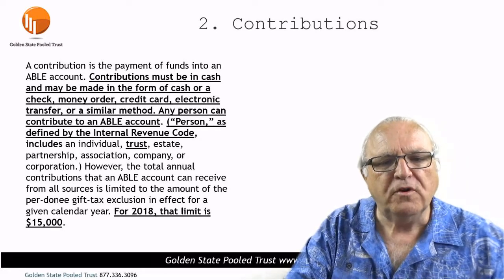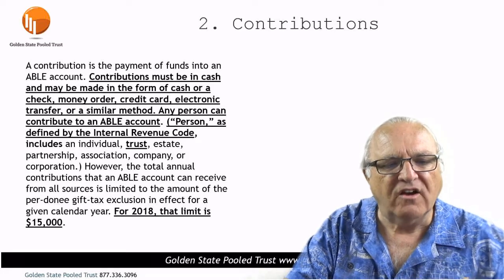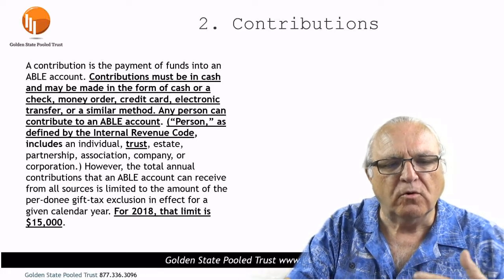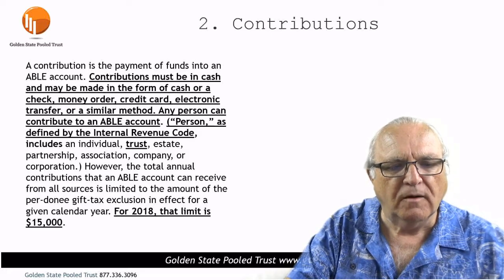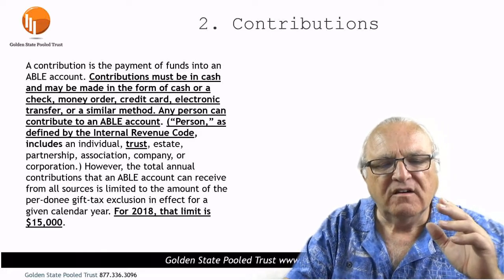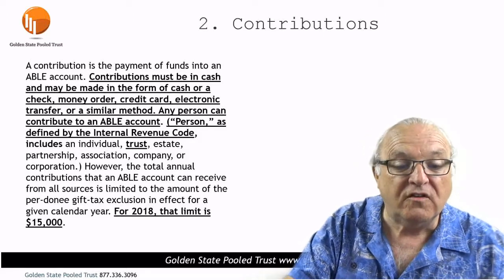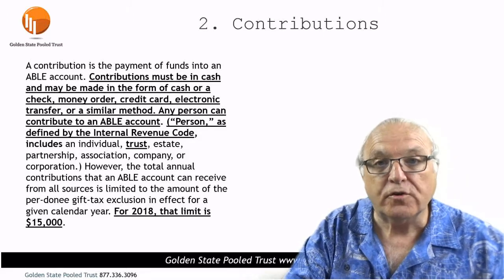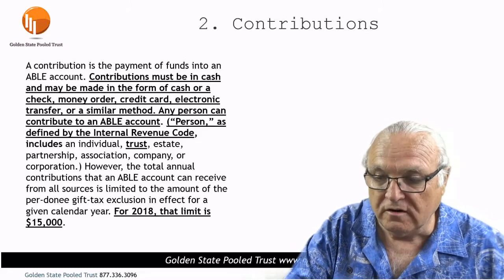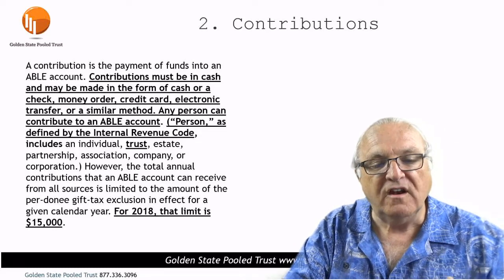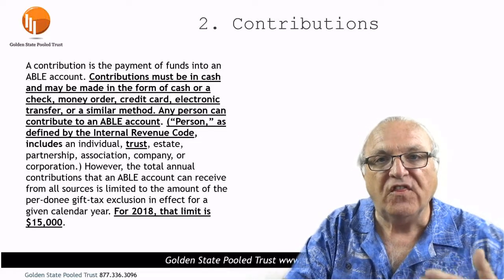Contributions have to be in cash and may be made in the form of cash or a check or money order, credit card or whatever. It has to be made by a person, but a person, according to the IRS code, does include a trust. So that's certainly relevant to our viewers here. And for 2018, that limit is $15,000.